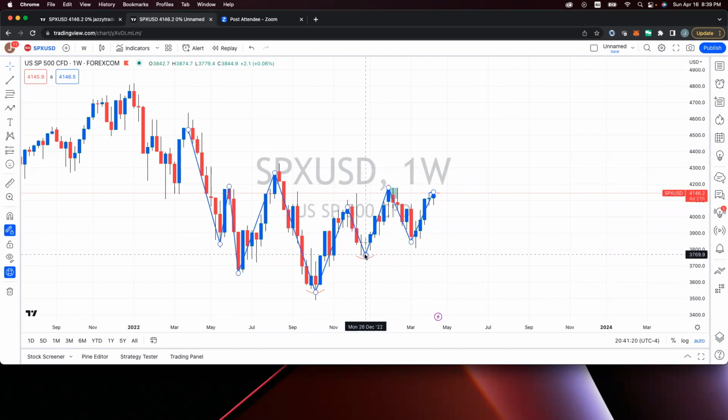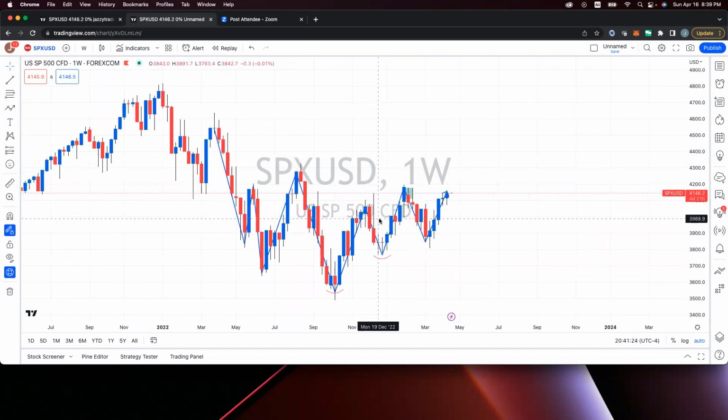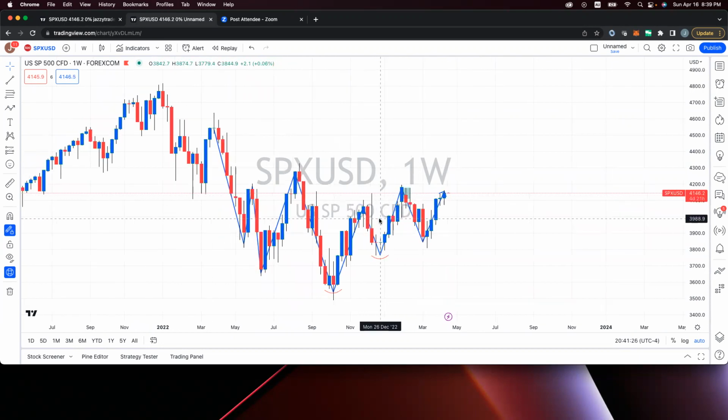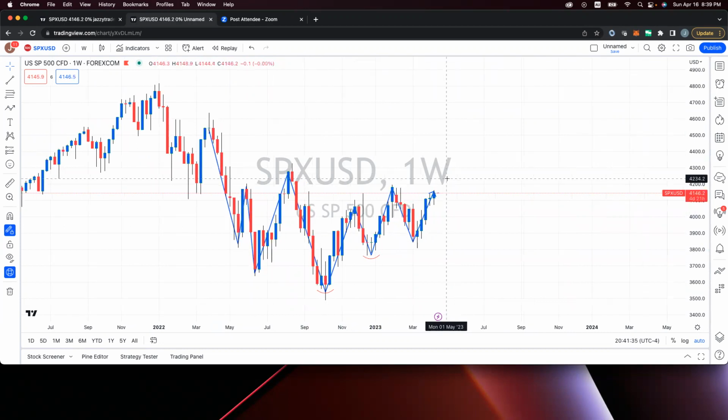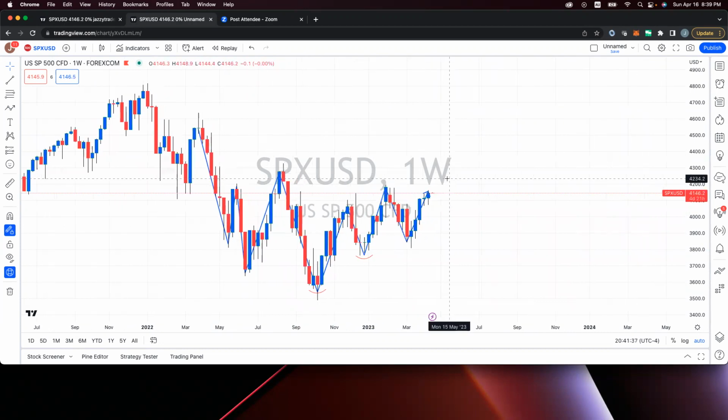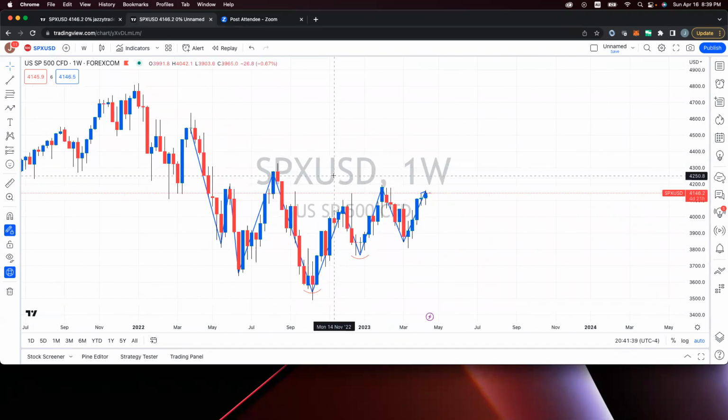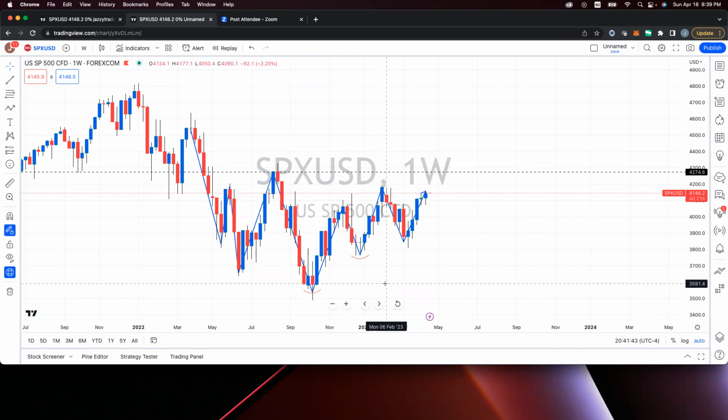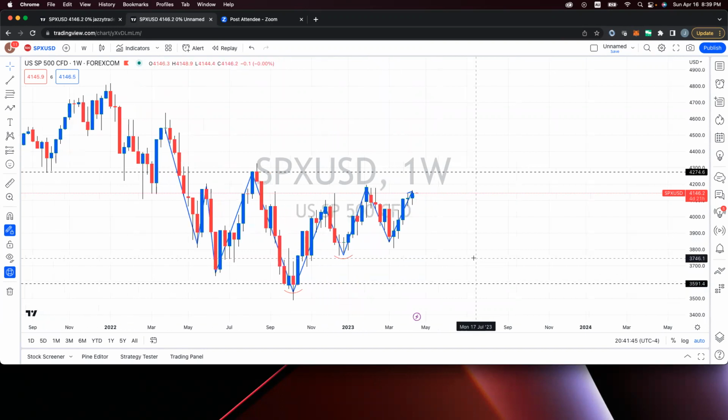And this now is a higher high. I just can't believe my eyes. That's why I paused there. So this was, getting really technical here, guys.